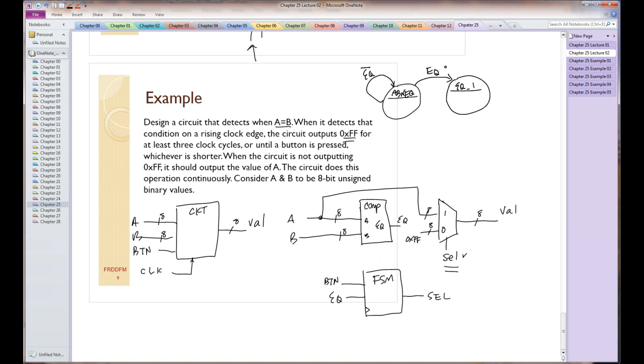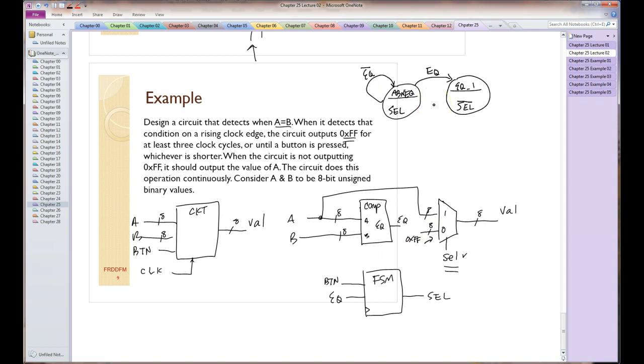This is a good start, and the issue here is in these states, I have to put a select there. So if they're not equal, it is going to be outputting A. A is connected to this 1 here, so it's just select. But when they become equal, it's going to output the other value, which is FF. So you can see in this state, we will turn the select off. Turning the select off causes it to output FF because FF is connected to the 0 there.